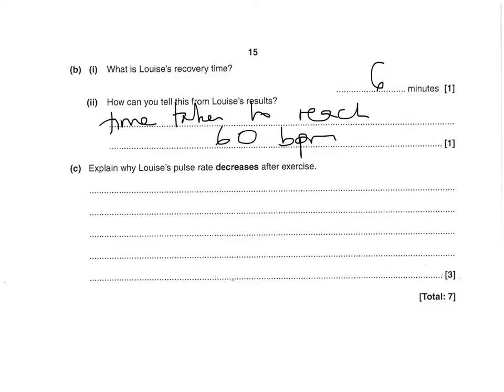Explain why Louise's pulse rate decreases after exercise. So you can say, well, any three from these, so you can say that less energy is needed because she's not exercising anymore. You could say that less respiration is needed, so that's a second mark. You could say that less oxygen or glucose is needed by the muscles, and that's 2 marks there. So less oxygen is needed for 1 mark, and by the muscles for a second mark. So any 3 of those 4 things would get you the marks there.